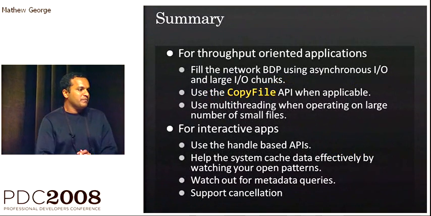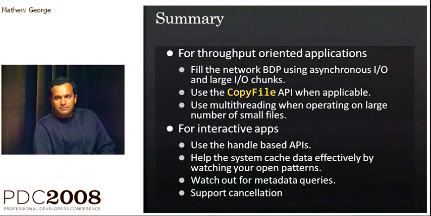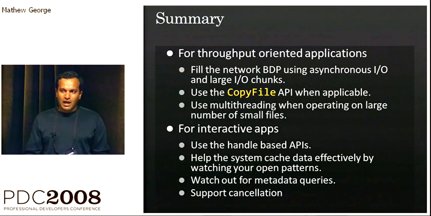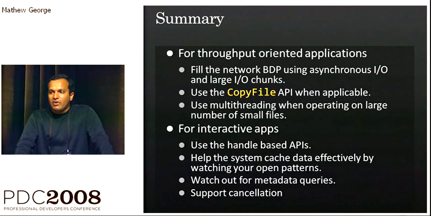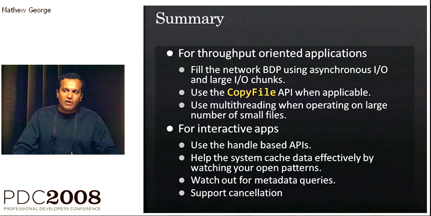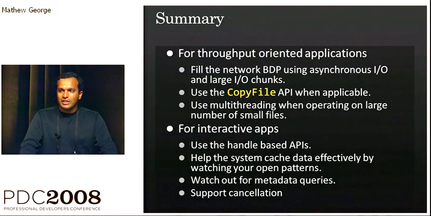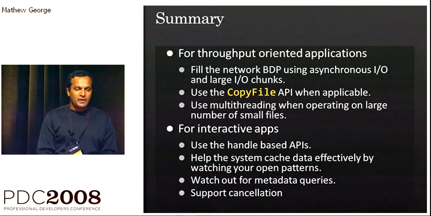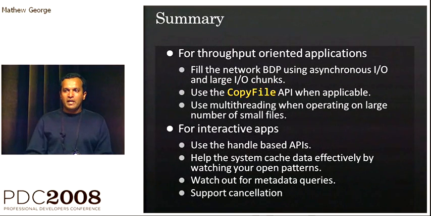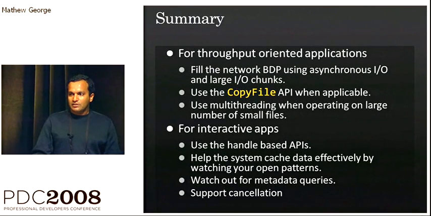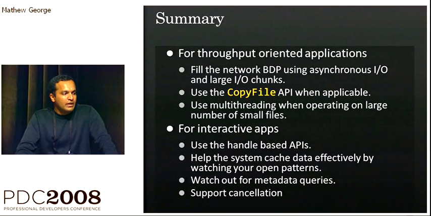Let's look at a quick summary. Throughput-oriented applications fill the network BDP by issuing as much I/O as possible. Use asynchronous I/O and large I/O chunks. Use CopyFile or CopyFileEx if your application permits that, and you can operate on the file locally. It's sometimes a lot more efficient to do that rather than to operate on it online. And use multi-threading when operating on a large number of small files. When you're doing a lot of synchronous calls, the only way to parallelize them is to do multi-threading. You can't get the benefit of overlapped I/O.